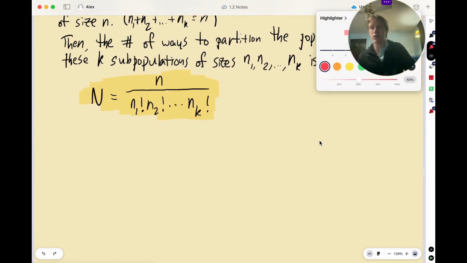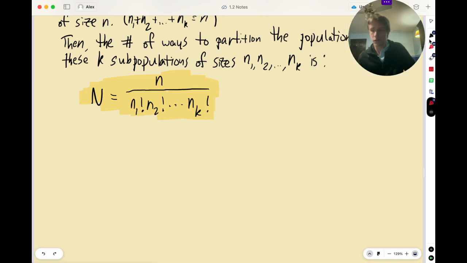Now again, I want you to connect the fact that here, all of these numbers all add to big N, which is how I honestly remember this formula. Okay, N1 plus N2 all the way through NK adds up to N, which is how you know that you have a partition in the first place.